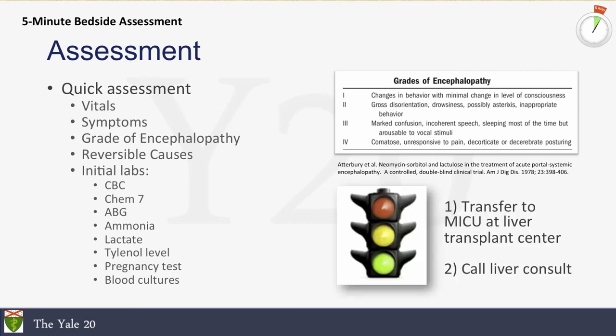After the initial evaluation and management, the next step is to transfer the patient to an ICU right away, preferably at a liver transplant center. ICU is the best place for monitoring that is frequent enough to catch the rapid hour-to-hour changes in mental status and organ dysfunction. When treating a patient with ALF, it is also very important to have the liver transplant service on board.